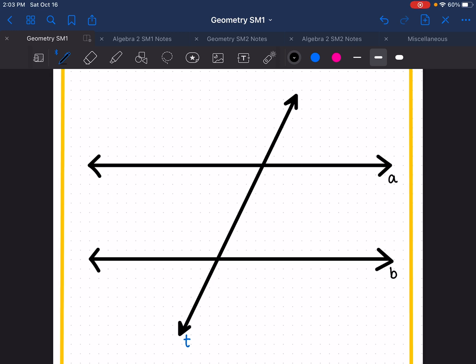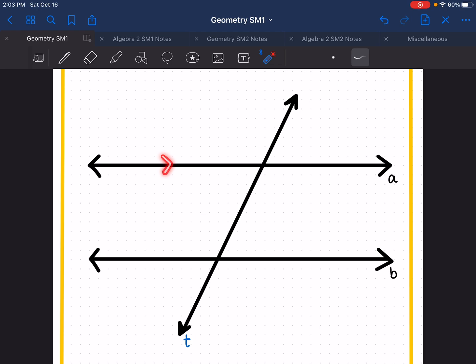Now remember, we are not told that they're parallel. We're just assuming that they are based off their looks. To know for certain that they are parallel, we need to be told that. One way we can be told is by using that symbol that I showed you. A is parallel to B. Now I know that they are parallel.